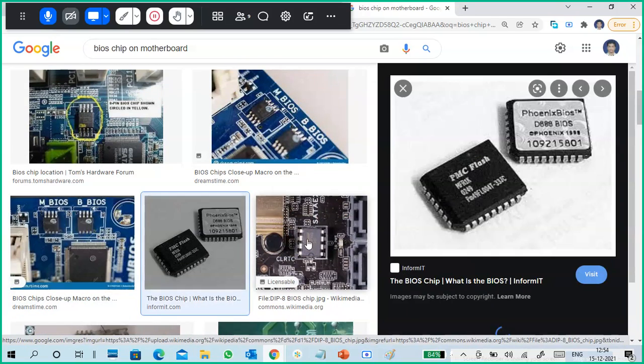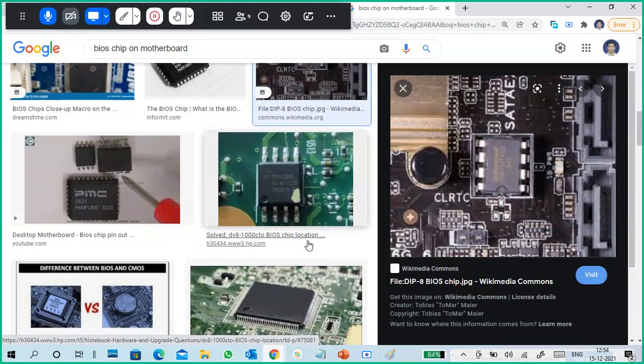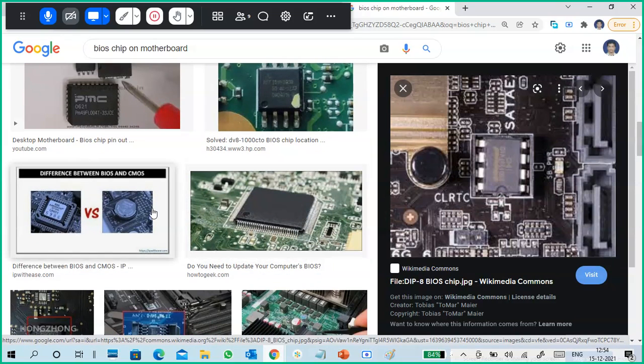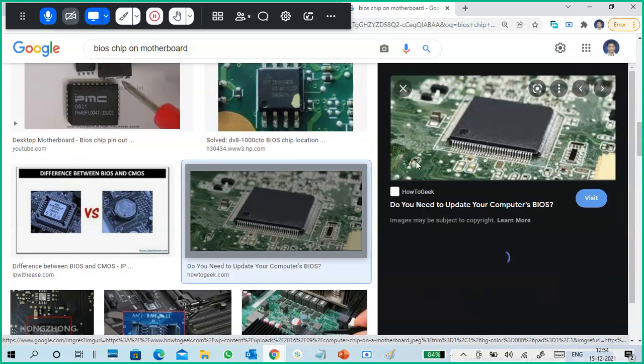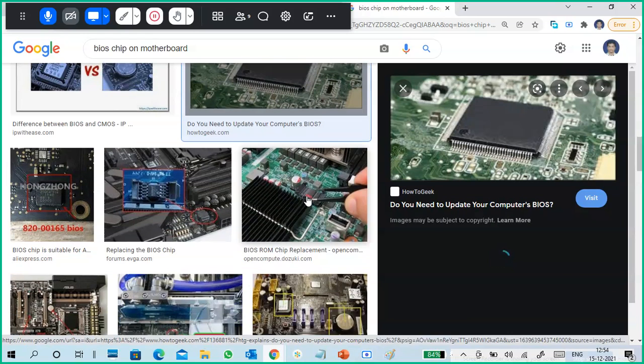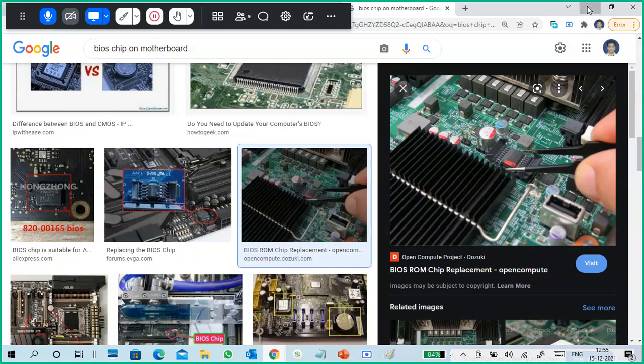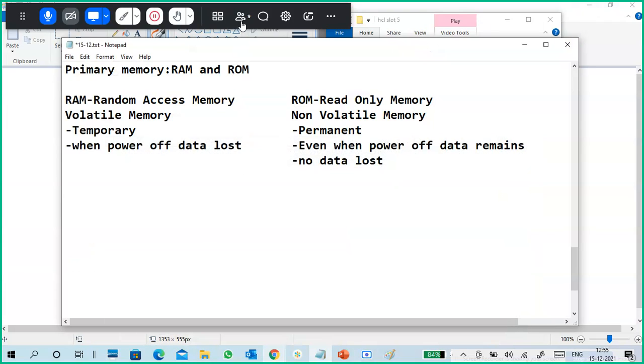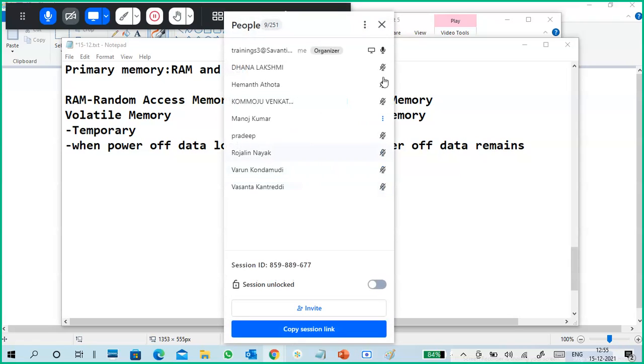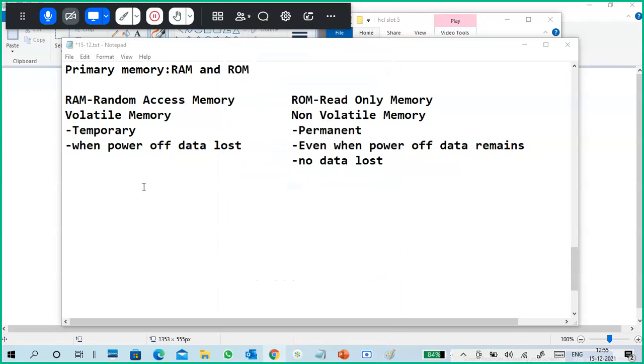When we are telling just for a normal sake, we are telling the differences, but most of the ROMs are onboard only. Even if you remove it, there is a permanent program inside, so we have to rewrite the program again. So we'll go to the ROM chip again. But meantime just we'll see.